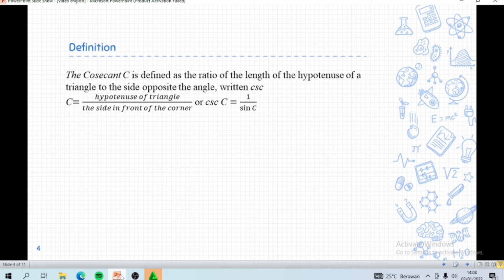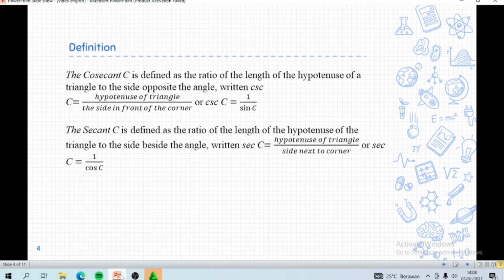The cosecant C is defined as the ratio of the length of the hypotenuse of a triangle to the side opposite the angle. Written, cosec C equals hypotenuse of triangle divided by the side in front of the corner. Or cosec C equals 1 divided by sin C.